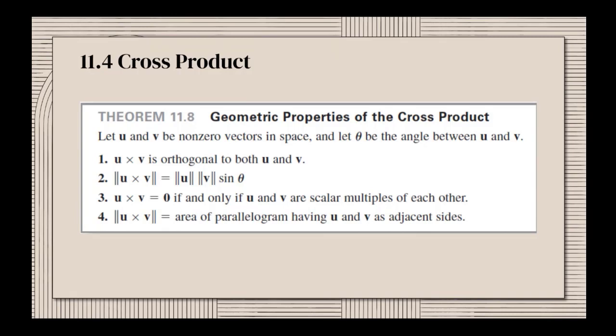And the third property is stating that U cross V is equal to the zero vector if and only if U and V are scalar multiples of each other. And lastly, U cross V's magnitude is the area of a parallelogram having U and V as adjacent sides. And this can also be used if you get a question that says to find the area of a triangle, and that would just be half of the magnitude of U cross V.